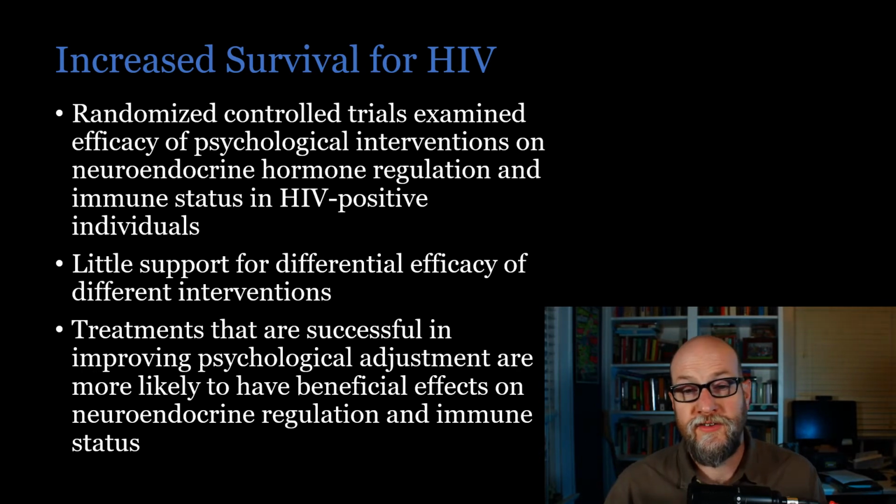The treatments that are successful in improving psychological adjustment, so addressing things like anxiety, depression, stress, interpersonal difficulties, they're more likely to have a beneficial effect on neuroendocrine regulation and on the person's immune status. Because ultimately, in a lot of ways, when you are living with HIV, I don't mean to be flippant about this, you live and die by your immune system. If you have a very strong immune system, or if you're doing things to maximize that immune system, you're essentially keeping HIV largely dormant. You're keeping it from manifesting in the most dangerous ways that it can. So anything that can be done to maximize the immune system has potential to prolong or save that person's life.